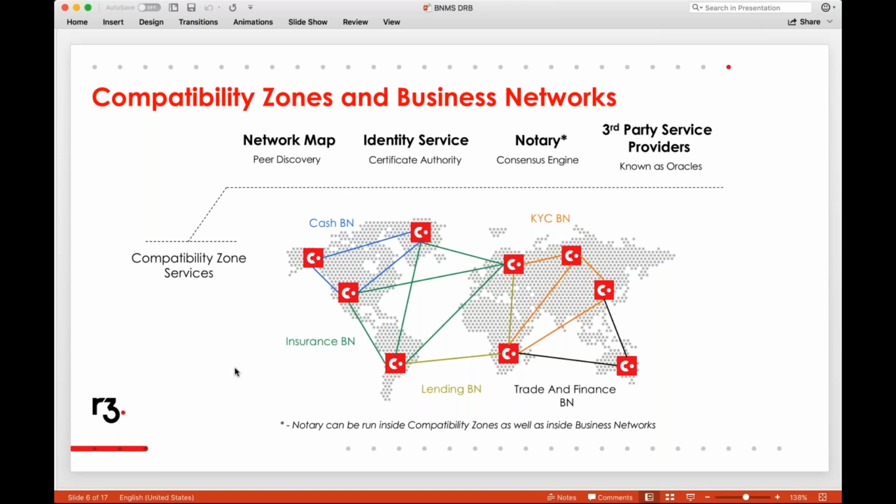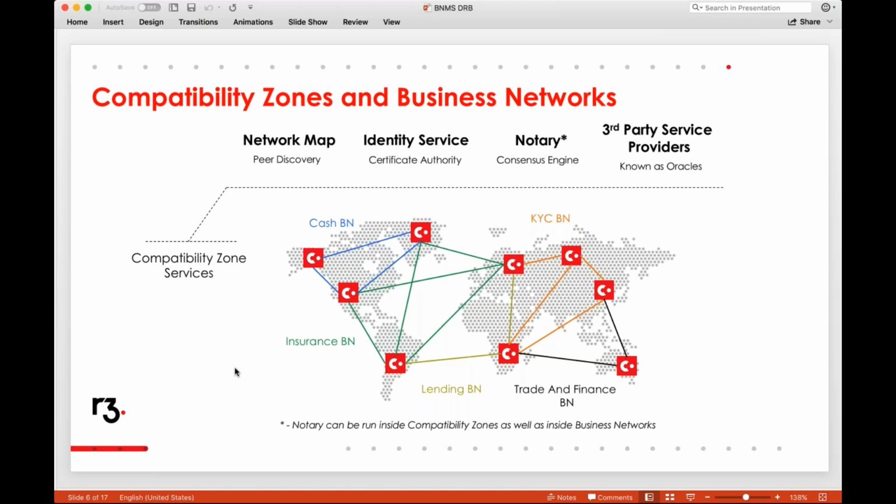Wouldn't all these business networks end up reaching out to the same notary? I think the point that we were trying to get to is that the notary does not have to be run by a single central authority. There has to be a shared sense of trust between the notaries, and therefore you could actually stand up a notary for a specific purpose, but it has to still be whitelisted at the compatibility zone level, because otherwise you can't actually transact things from one notary to another.